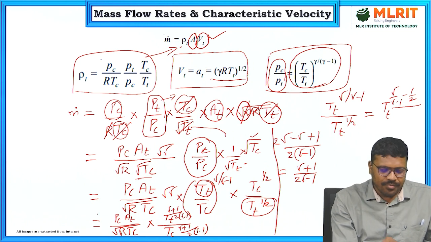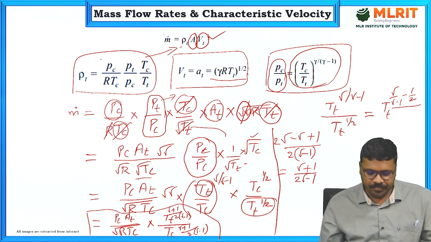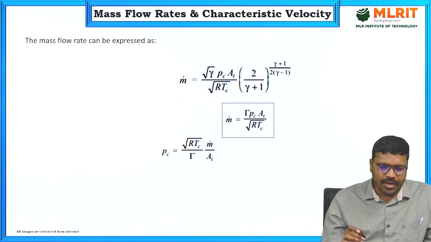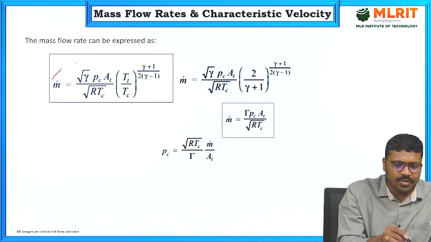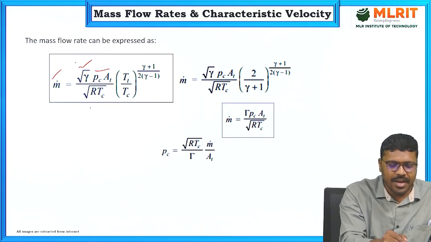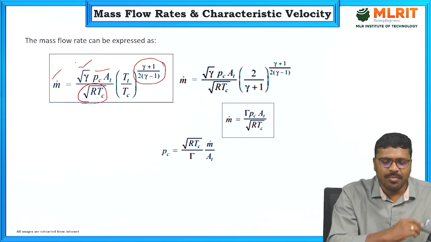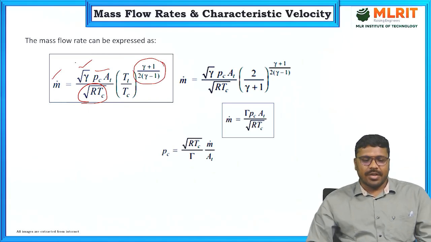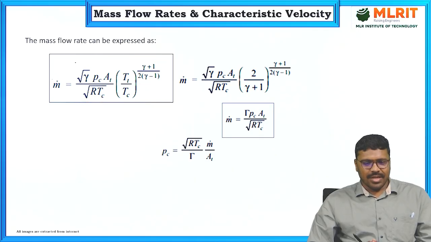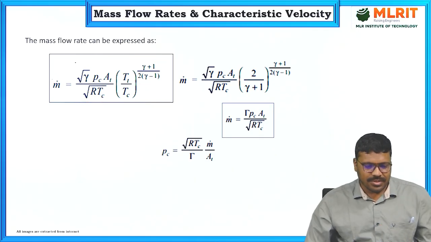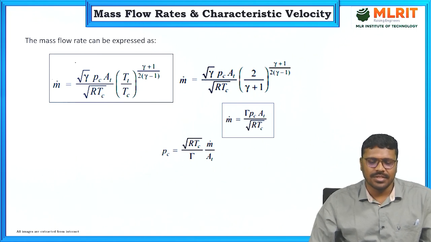So finally we got this equation. This is the expression which we got finally. So m dot is equal to under root gamma into Pc At by under root R Tc into Tt by Tc whole to the power of gamma plus 1 by 2 into gamma minus 1. So this is the equation which we got in terms of chamber pressure, chamber temperature and temperature at the throat.